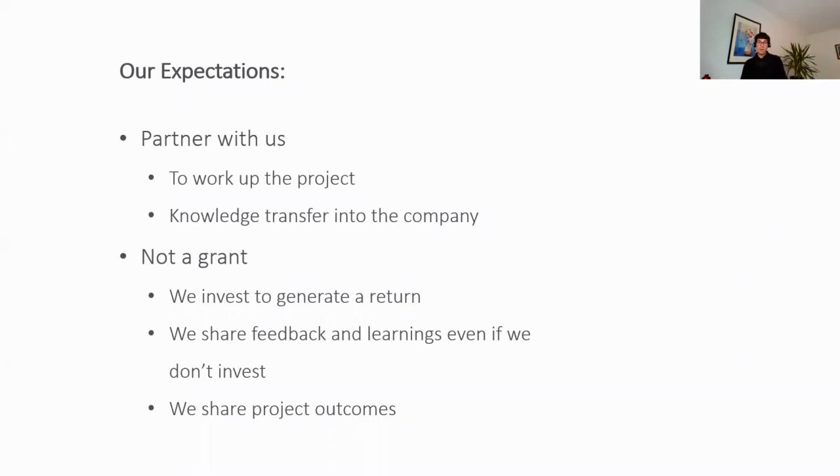Secondly, in contrast to many grants, if we engage and work up a project towards a potential investment, but for some reason we cannot make an investment, we're more than happy to share with you our learnings along the way. And usually, even if we don't invest, we provide alternative pathways to what you could do if not a startup with us. And lastly, quite important, we share the project outcomes. Because we put our money and so much time into it, we really feel part of that journey, and we want to be part of that journey.